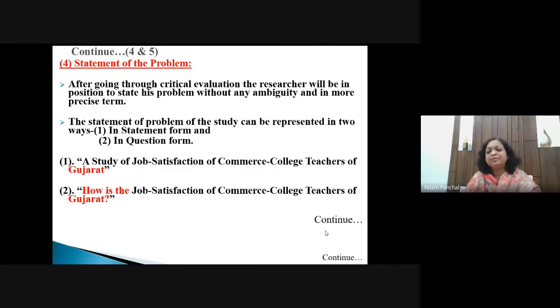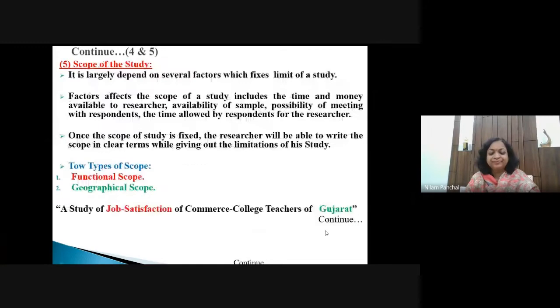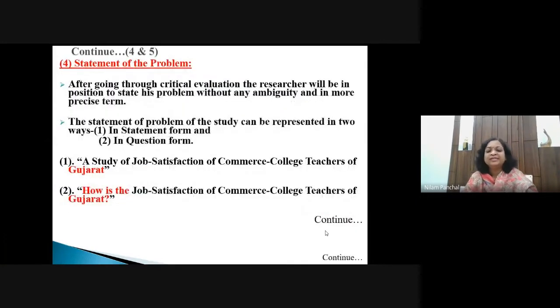So the statement of the problem of the study can be presented in two ways. One is in a statement form and the other is in a question form. So let's see here. A study of job satisfaction of the Commerce College teachers of Gujarat. Now this can be presented in a question form also: How is the job satisfaction of the Commerce College teachers of Gujarat? So one is in a statement form, the second is in a question form. And considering both, in general, you decide and define the statement.